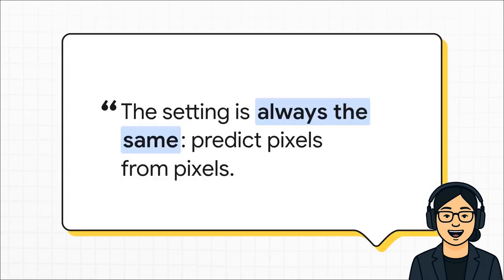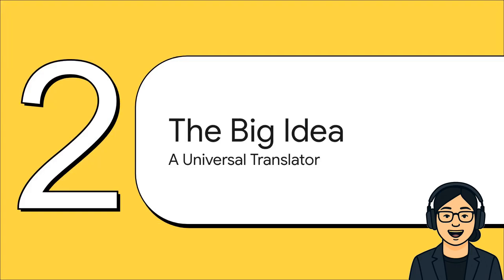But then the authors of the Pix-to-Pix paper had this key insight, and it's captured perfectly in this one line. They realized that even though all these applications seem totally different on the surface, the fundamental problem is always the same. You're just trying to predict a new set of pixels based on the pixels you started with. That's it. And that single elegant insight changes everything. Because if the problem is always the same, why on earth are we building dozens of different tools? Why not create one single general-purpose solution?